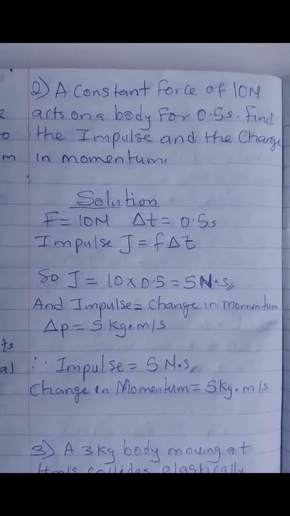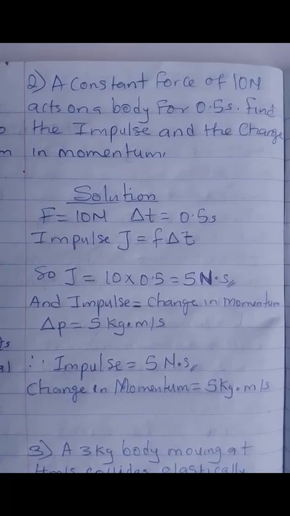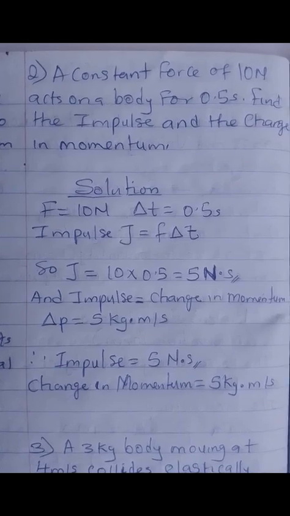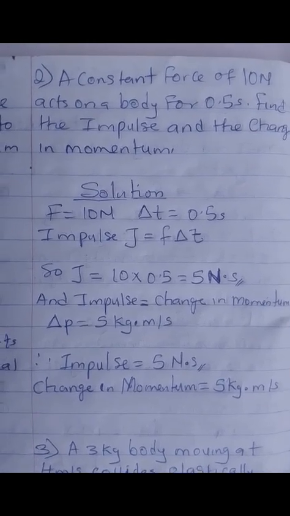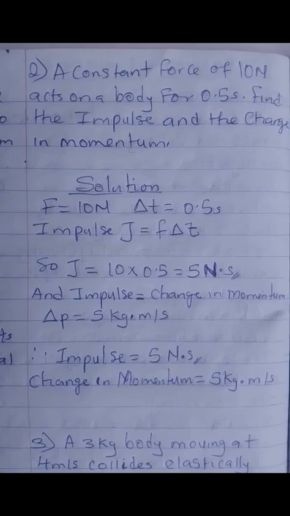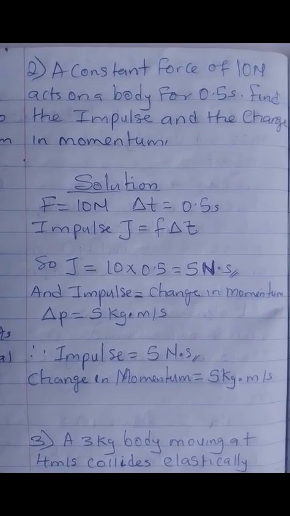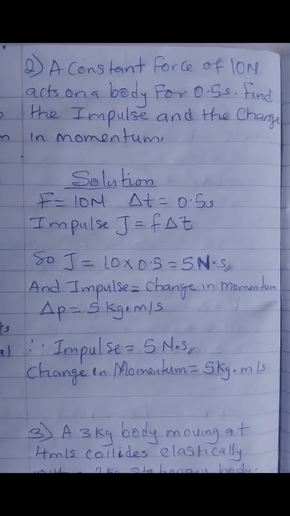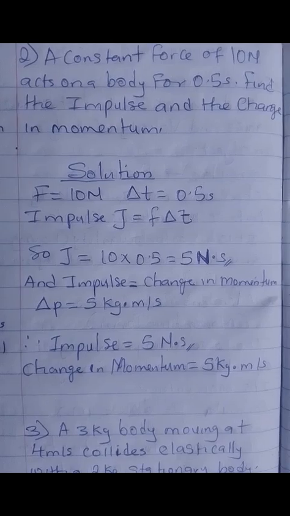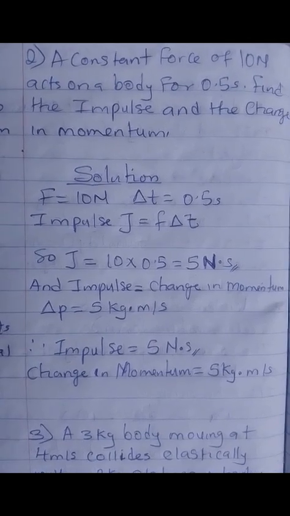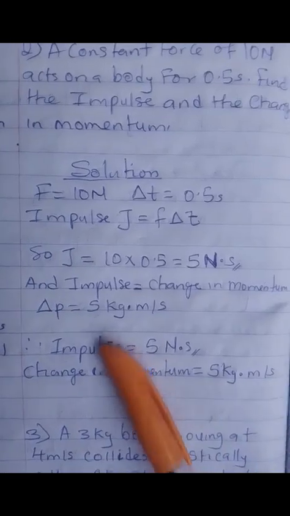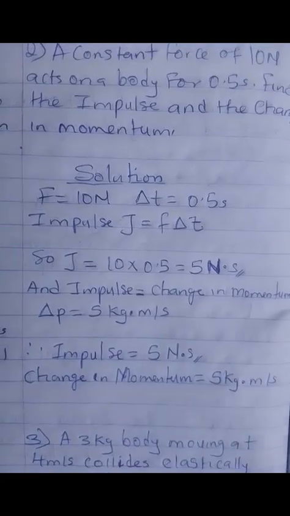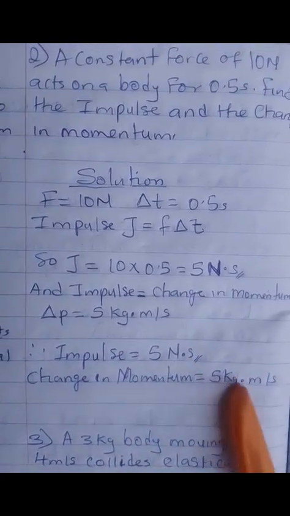We have the force is equal to 10 Newton. Our change in time is equal to 0.5 seconds. Then the impulse, denoted by J, is equal to F times change in t. So J is equal to 10 times 0.5, which is 5 Newton seconds. So the impulse is equal to the change in momentum. So the change in momentum, which is ΔP, is equal to 5 kg meter per second. So the impulse is 5 Newton seconds and the change in momentum is 5 kg meter per second.